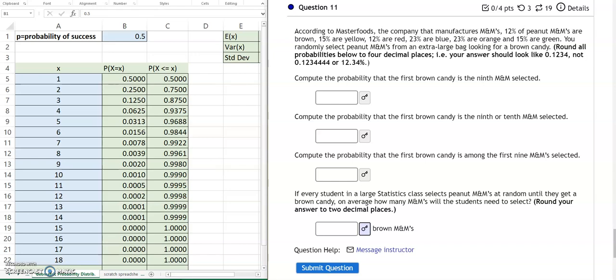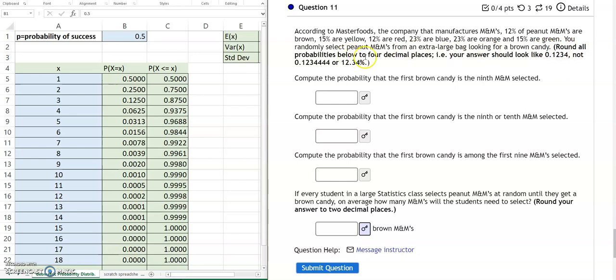Hey guys, this problem here, question 11, is an example of using a geometric probability distribution. So the problem says, according to Master Foods, the company that manufactures M&Ms, 12% of peanut M&Ms are brown, 15% are yellow, 12% are red, 23% are blue, 23% are orange, and 15% are green. You will randomly select peanut M&Ms from an extra large bag looking for a brown M&M.